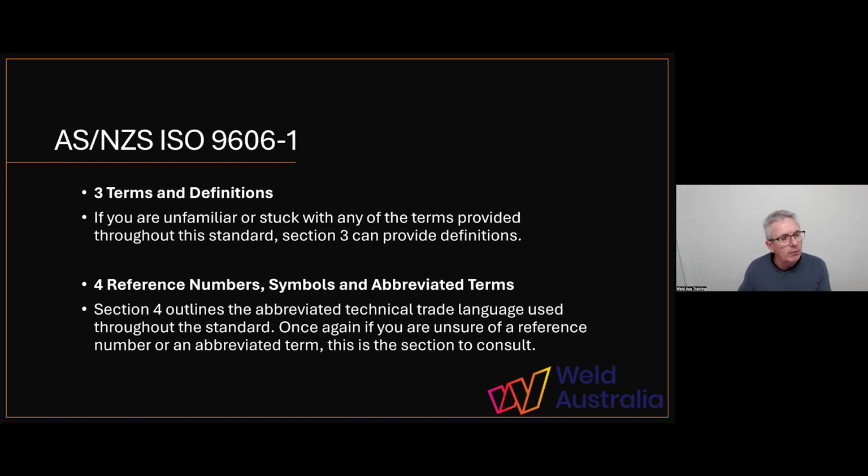When you start going through the documents, you've naturally got these documents to reference. But I would like you to try and get familiar with some of this stuff. Your symbols and your abbreviation terms: A represents throat thickness, BW butt weld, D outside diameter of the pipe. These are the things that you'll see a lot on the documents, okay?